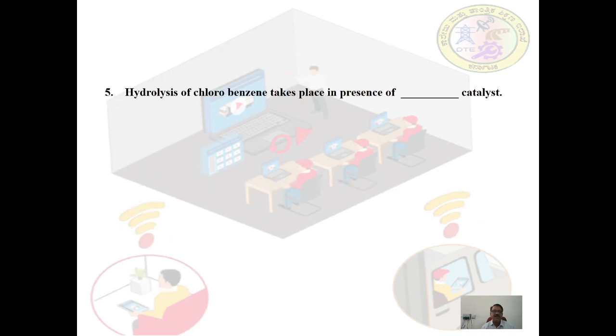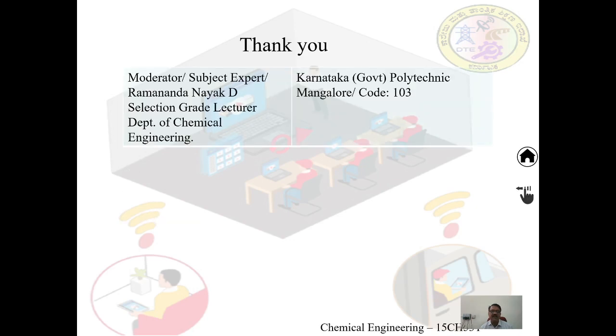Fifth question. Hydrolysis of chlorobenzene takes place in presence of dash catalyst. The options are option A silica, option B chromic oxide, option C ferric oxide, and option D alumina. The correct answer is option A, that is silica. Thank you.